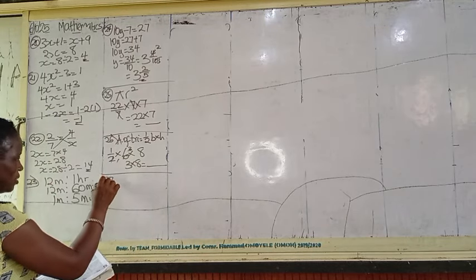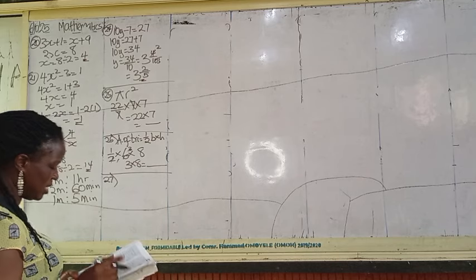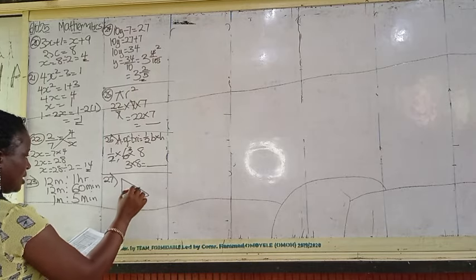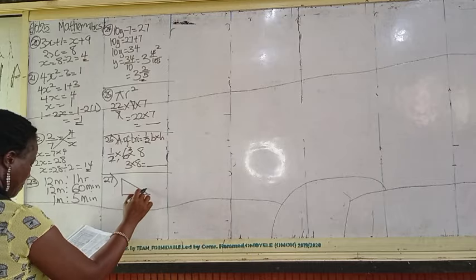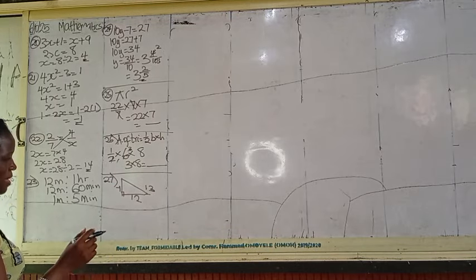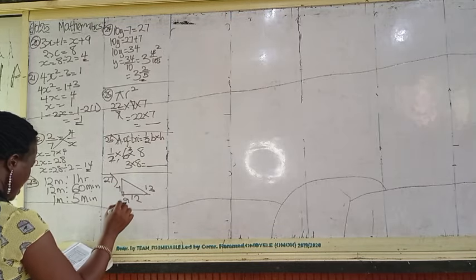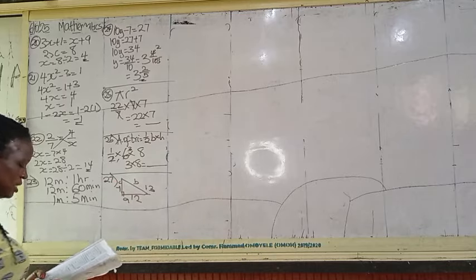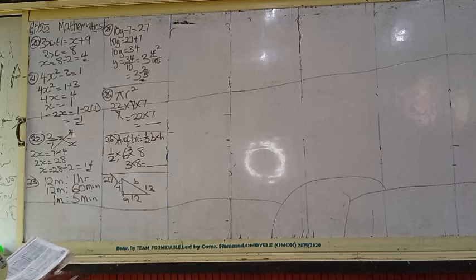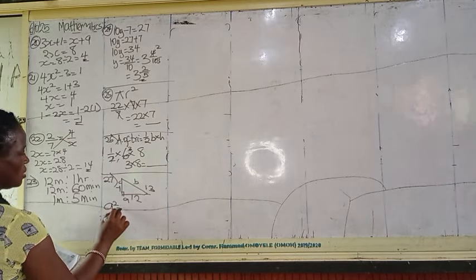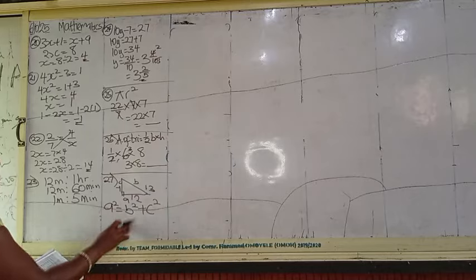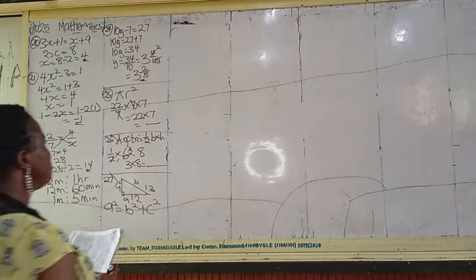Number 27 question. We are given this diagram. We have 13 here. We have 12 here. This is y. But let's label it for us to get it ready. Let's label this to be A, this to be B, and this to be C. And what is our formula? A squared is equal to B squared plus C squared. So we are given A, we are given B, but C is not given to us.